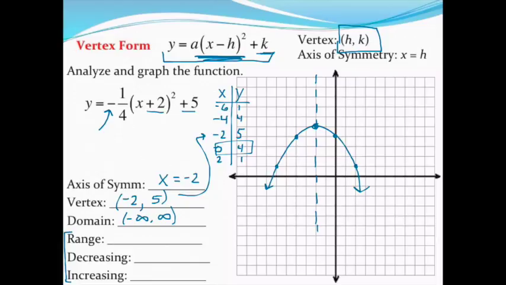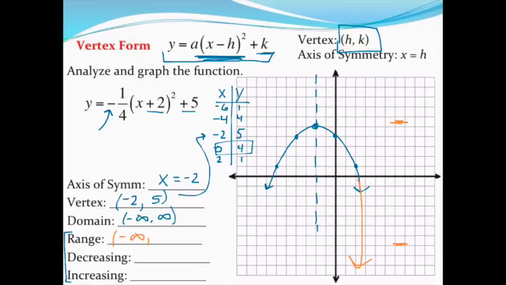Now I should be able to answer these final 3 questions about my range and then where it's increasing or decreasing. Range is always going to be how low a parabola goes to how high it goes. Well, I can see that this parabola drops down forever. So the first part of my range is going to be -infinity. That's as low as this goes.